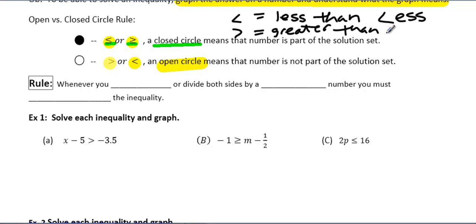So there's the rule on whether your circle is open or closed, and then there's the really big rule, which says: whenever we multiply or divide both sides by a negative number, you must flip the inequality. It's a very important rule. We're going to go over that as we go through the problems.